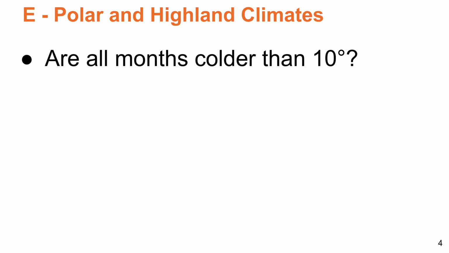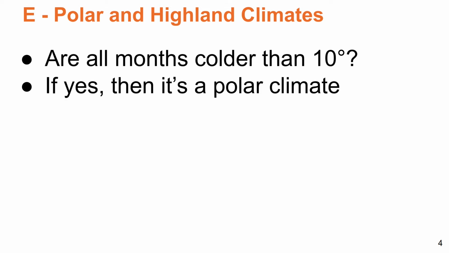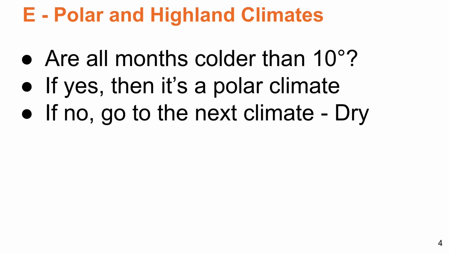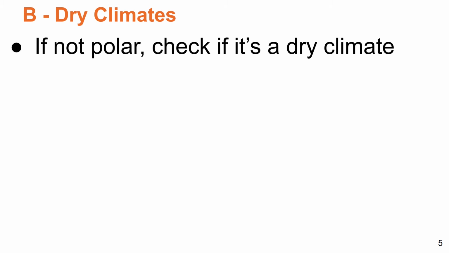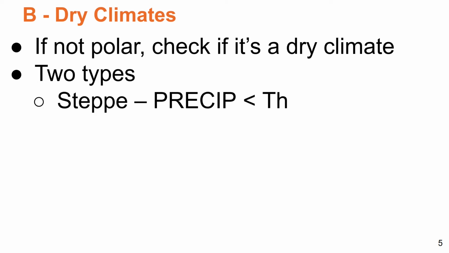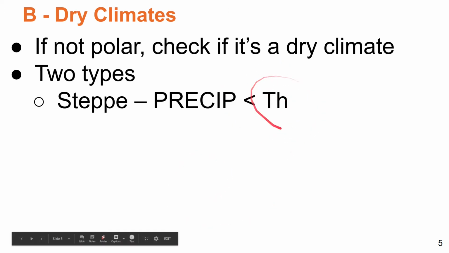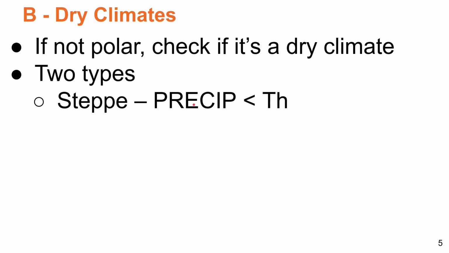So, starting off, you check to see, is it a polar climate? If yes, then you figure out what it is. If it's not, then you go to the next climate, the dry climates. So here's the way this is going to work. If it's not a polar climate, the next climate type you have to check is dry climate. There are 2 categories for dry climates. There's the steppe, where precip is less than the TH. The TH is the dryness number. We'll spend a lot of time today figuring out how to calculate the dryness number, but if precip is less than the dryness number, then it's a steppe climate.